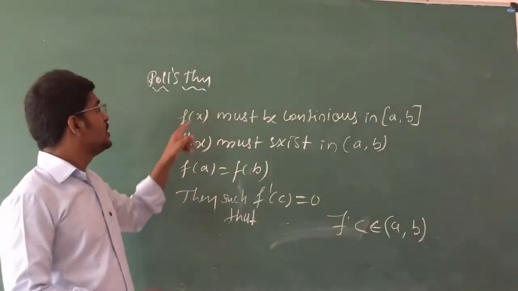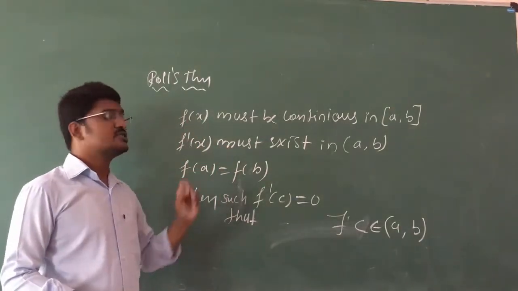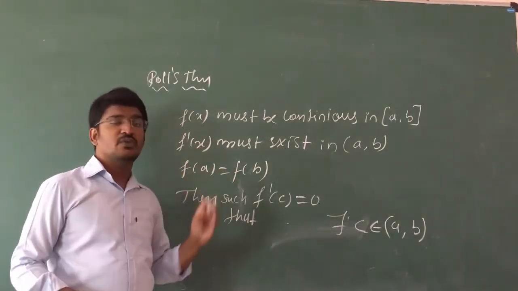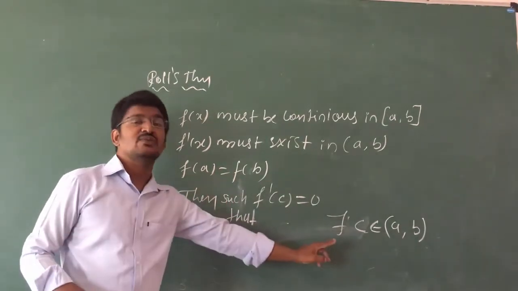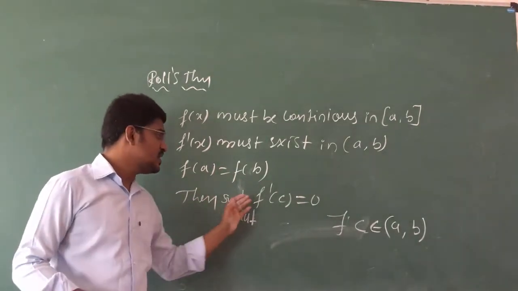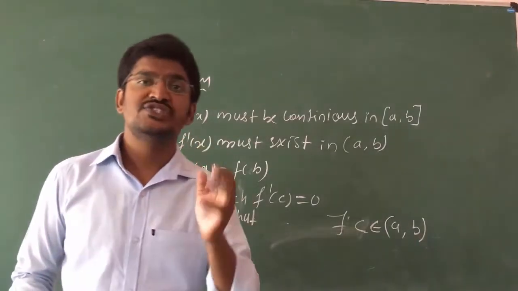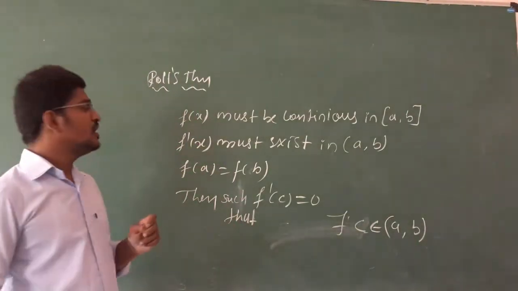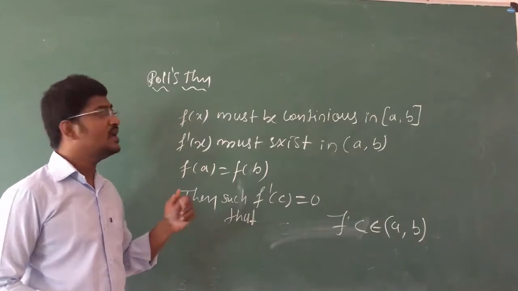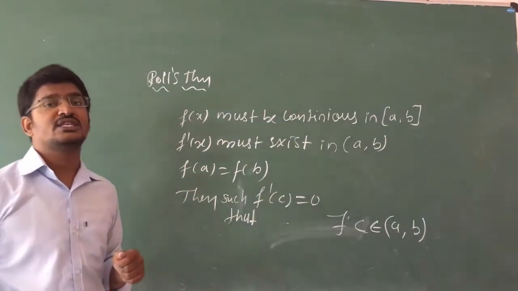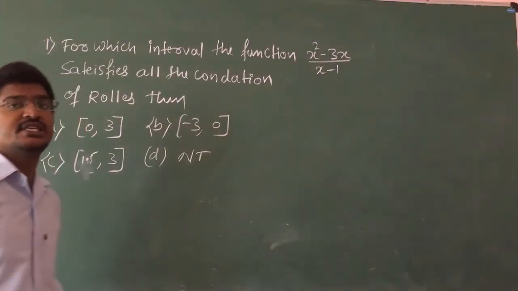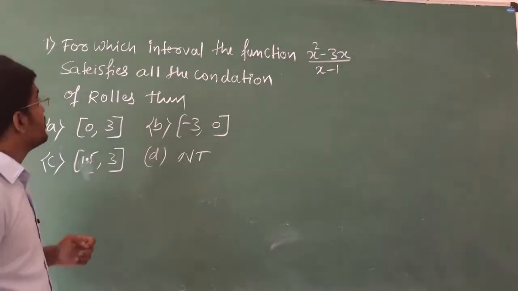First, I am saying it must be continuous, it must be differentiable, f of a must be equal to f of b, then there exists a c belongs to (a, b) such that f dash of c is equal to 0. That is very, very important. Clear? Now let us solve problems on this, friends. Let us see the problem on Rolle's theorem.